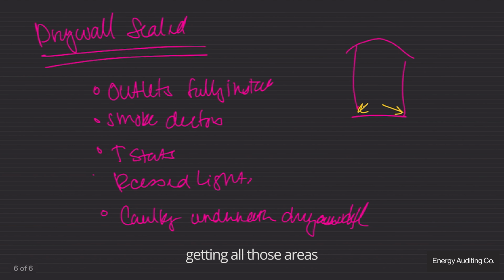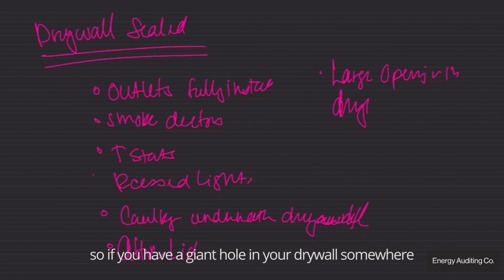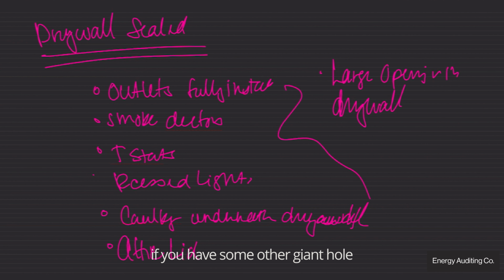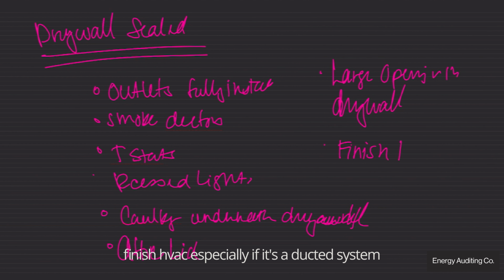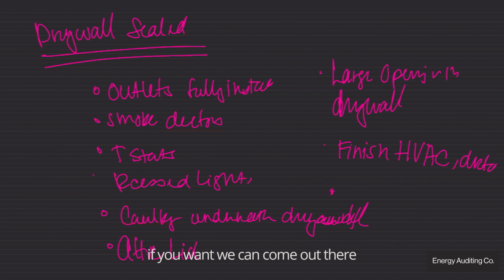Hitting all those areas, attic lid, large openings in drywall. So if you have a giant hole in your drywall somewhere, like outside of all these other things right here, right? If you have some other giant hole, just get that thing patched and sealed. Finish HVAC, especially if it's a ducted system, and that kind of puts you right there. You should be good. If you want, we can come out there, do an inspection. We do charge for that, but it's less than what it costs for a full testing of the home.